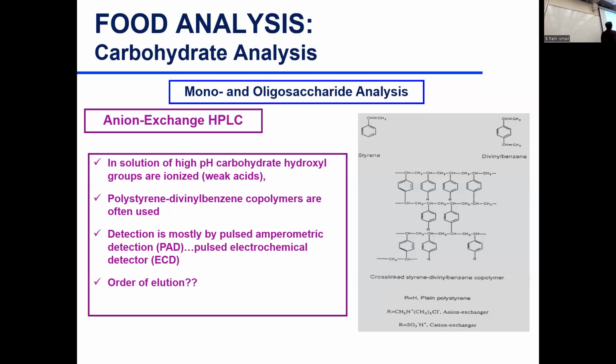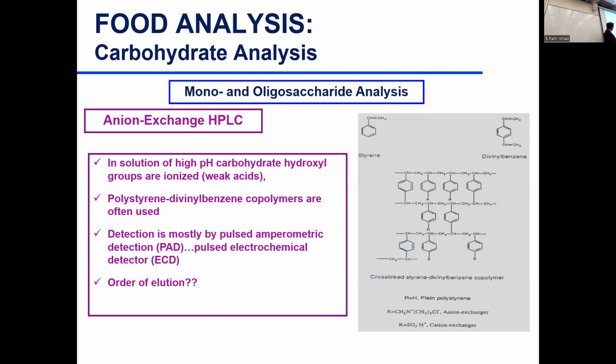That means they carry that negative charge. Then we can use anion exchange chromatography, and we use the amperometric or pulse amperometric detection. It is based on change in conductivity, or once applying a voltage, you get oxidation or reduction of the compound, and then you can measure change in current. That's a refresher to remember how that detector works from the HPLC lecture.